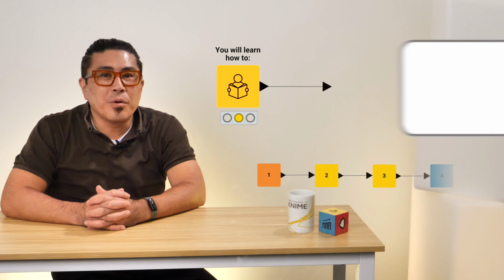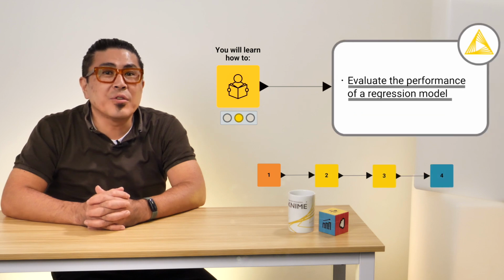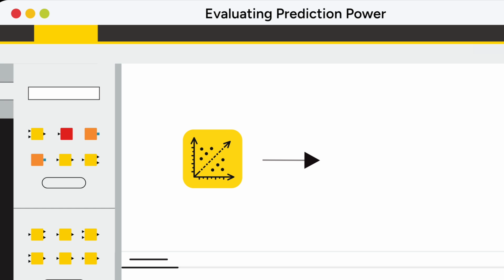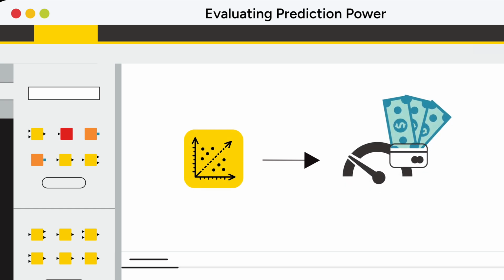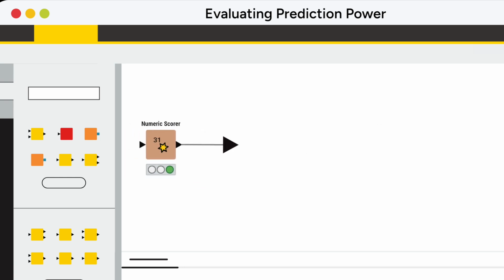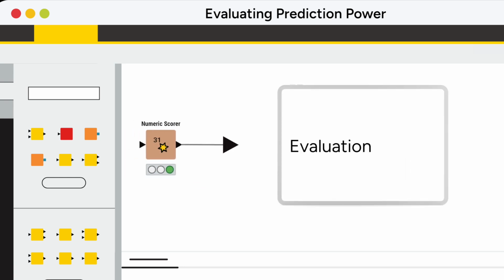In this video, you will learn how to evaluate the performance of a regression model using the Numeric Scorer node. Ready? Let's get started. Regression models predict a continuous output such as the amount of a credit, weekly working hours, or person's income. Numeric Scorer node outputs a table including different evaluation metrics to assess the model's prediction power.